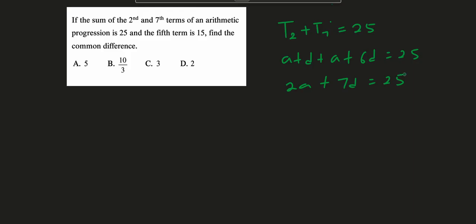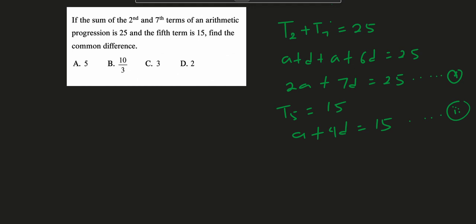Now, they said the fifth term is 15. So we understand that we can call this the first equation. All right. And now the fifth term is 15. So we're going to have a plus 4d equals 15. So automatically we have an equation 2.